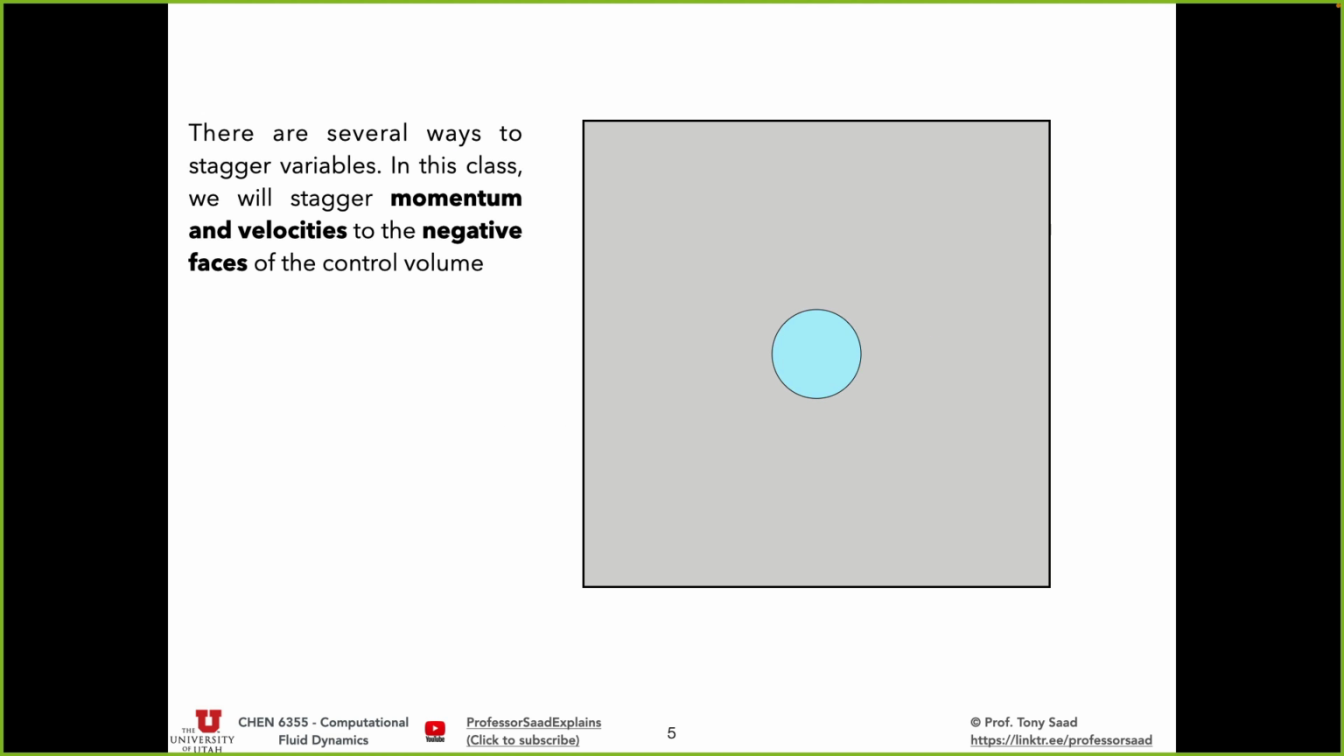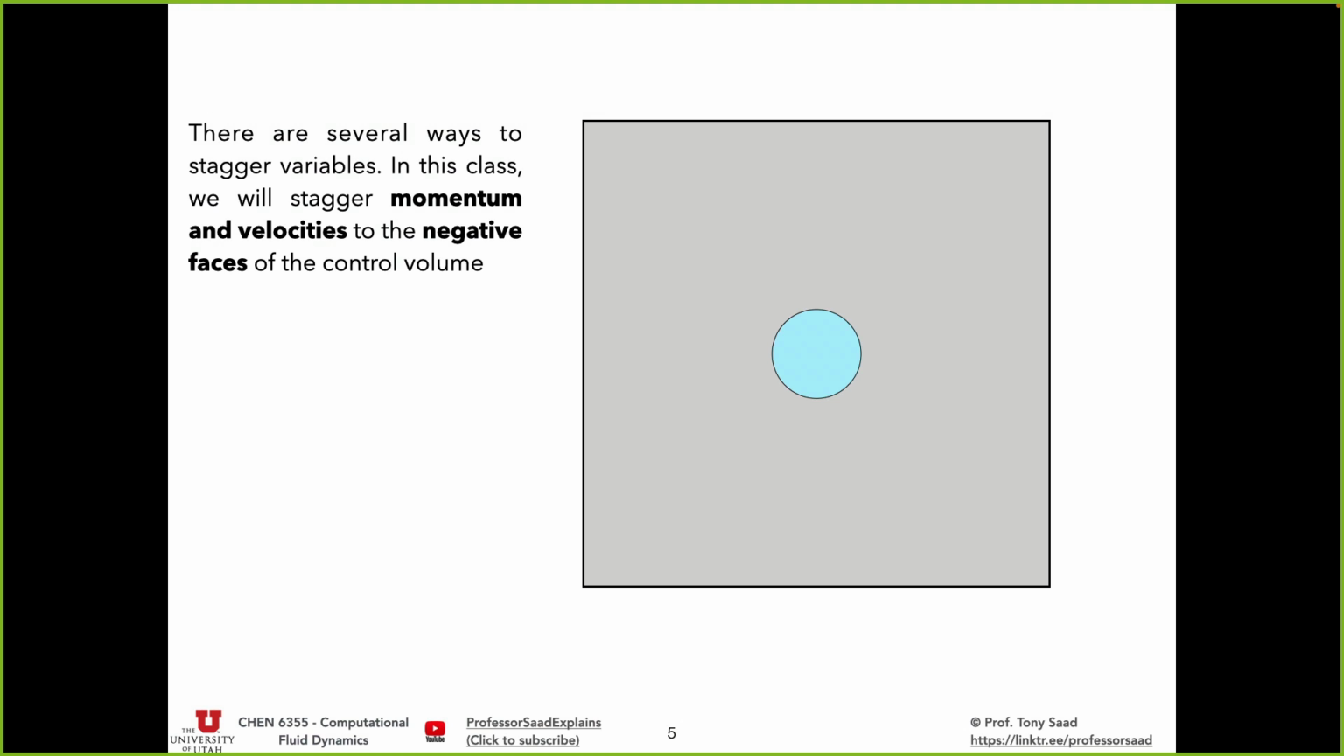Okay, so there are several ways to stagger variables. Now, staggering in general just says we're going to place the different variables at different locations. In this case specifically, we're going to put U, P, U, P. It's like, you know, we stagger things. But you could stagger to the left.